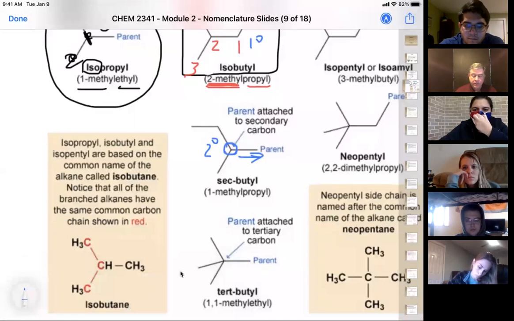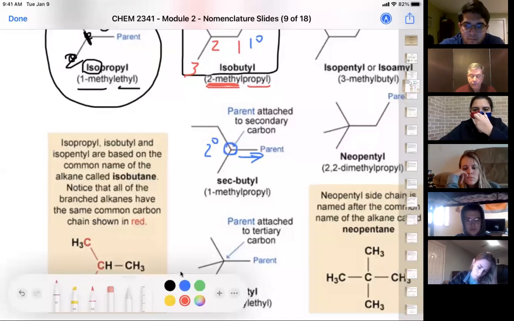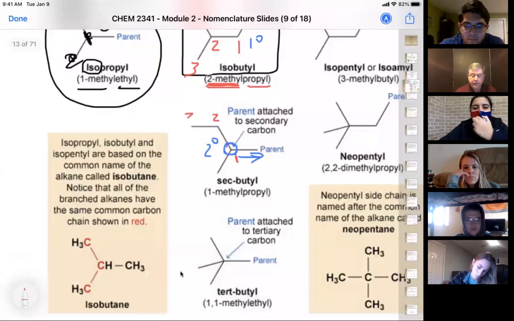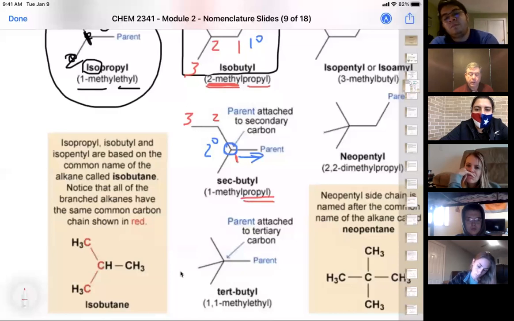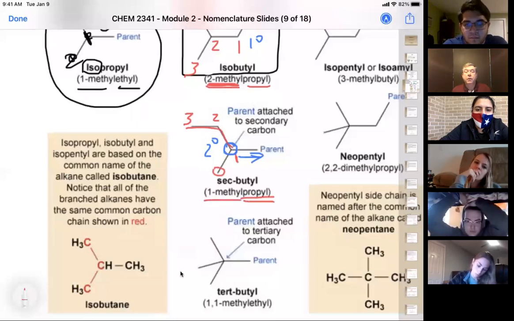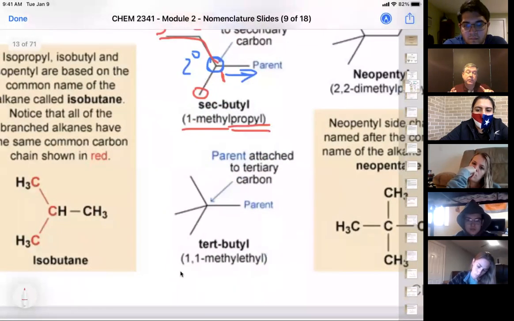So that's why we call it sec-butyl, okay? But if we look at the IUPAC name, we still have 1, 2, 3 right here as our longest chain, but we have 4 carbons. So that gives us our propyl for our longest main chain. And we have 1 methyl group here, and it's attached to that number 1 carbon. So it's 1-methyl propyl, or sec-butyl, secondary carbon attached to the parent chain. Okay. Now, the only other isomer available to us is what we call T-butyl.